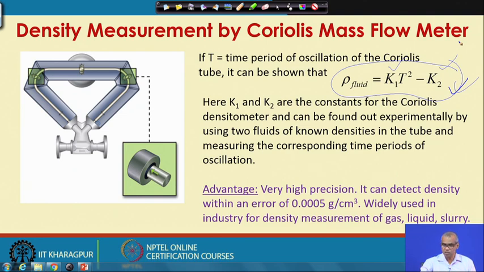Once K1 and K2 are known, then for any unknown sample whose density is to be found out, you can make use of the Coriolis mass flow meter. So, simply by measuring the time period of oscillations, you can now find out the density of the liquid once K1 and K2 are known. Coriolis mass flow meter has very high precision. It can detect density within an error of 0.0005 gram per centimeter cube, widely used in industry for density measurement of gas, liquid and slurry.